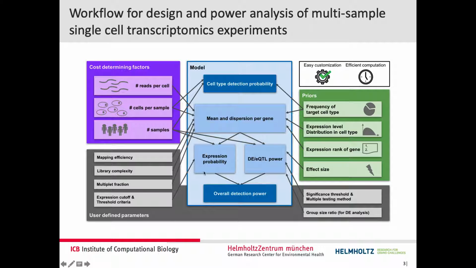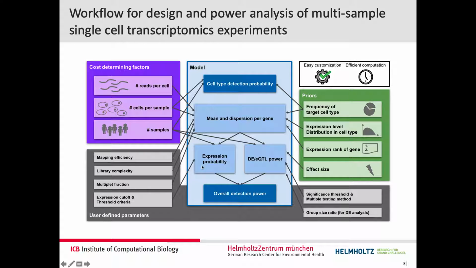For the expression probability, that's the probability to detect a gene in the dataset. And as single-cell RNA-seq data is much sparser than bulk, that's here especially important, as we will lose part of the genes already because it will not be detectable in the dataset. And then if we know that a gene is detected, we can look at the DE or Eqtl power itself, which is the probability to define significant differences between the groups. Both parts depend on the mean and dispersion of the gene, which we will model with our tool.